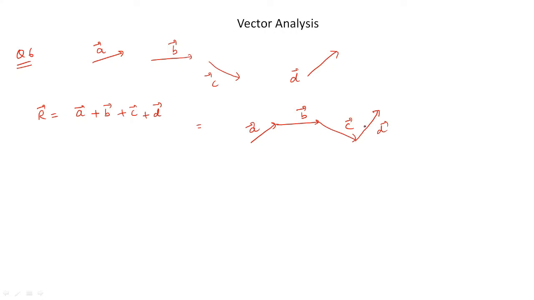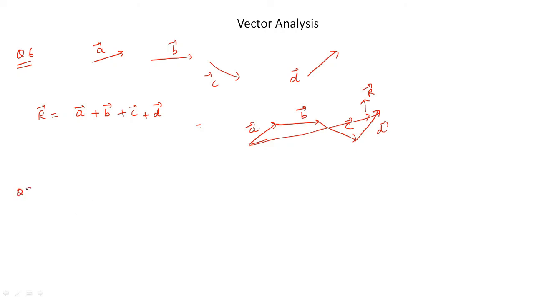Now we will find the resultant vector. So for the resultant vector, you know that we will match tail to tail and head to head of the final vector. So this is your final vector D and this is the head of this vector, and this is the vector A. It is the initial vector. It is the tail of the initial vector. So for the resultant, we will match tail to tail and head to head. So this is called the vector R.